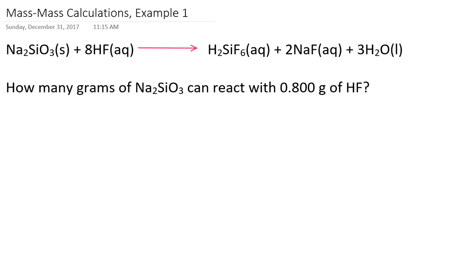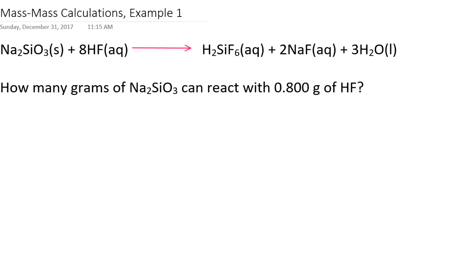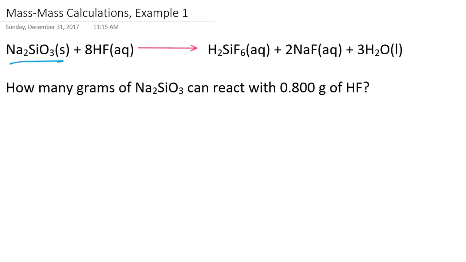So in this particular example problem, I have sodium silicate, and sodium silicate is going to react with 8 moles of hydrofluoric acid, and I'm going to get these 3 products as a result of the chemical reaction. And I'm being asked how many grams of the sodium silicate are going to react with 0.8 grams of the hydrofluoric acid. So basically, I'm being given a mass of this reactant, and I need to know how much of the other reactant should react with this starting mass of the hydrofluoric acid.